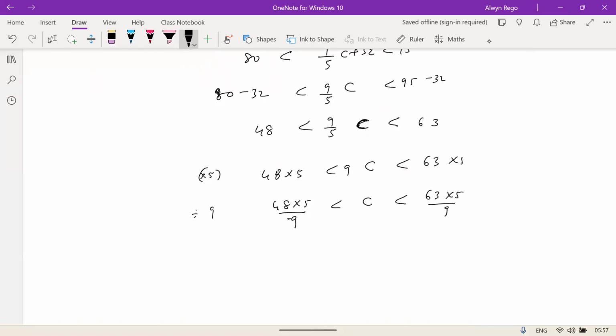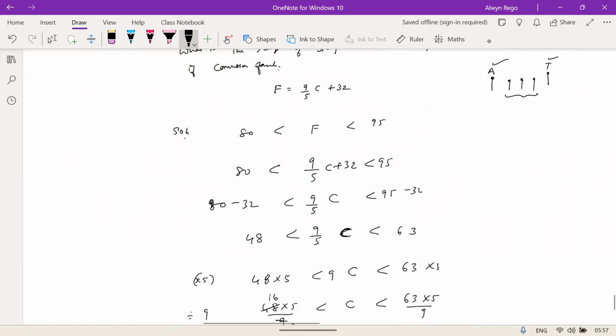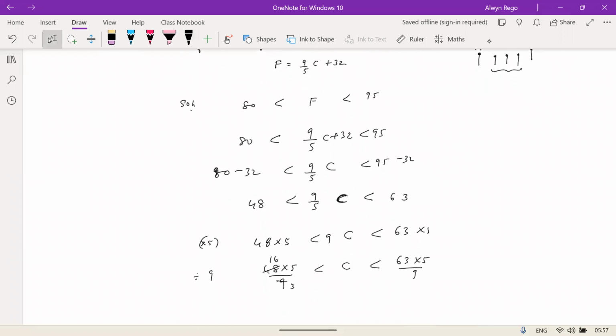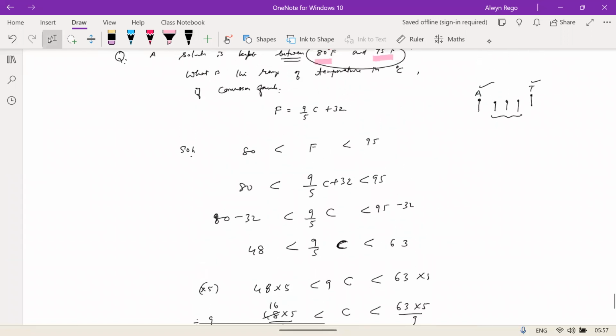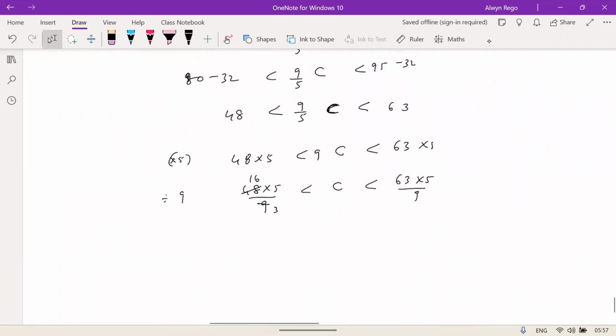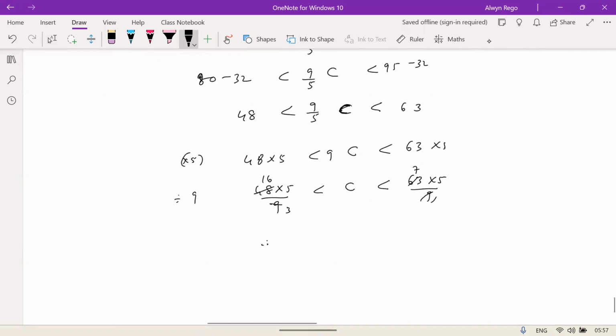Okay, therefore, 16 fives are 80. I missed something, 18 minus 32. Okay, all right, it's right. 9 sevens are 63. Therefore, you find that 16 fives are 80, so 80 by 3 is less than C is less than 35 degrees Celsius.